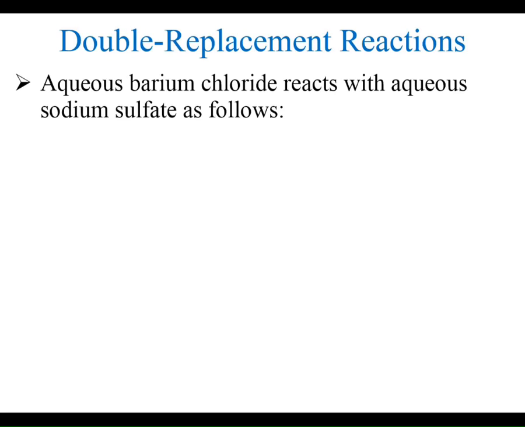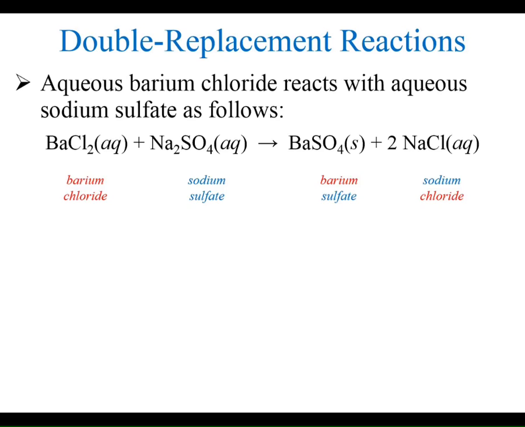Okay, so we're talking about double replacement reactions. Basically, two things are being replaced. Like this one, we took barium with chloride, sodium with sulfate, and we swapped it. We made barium with sulfate and sodium with chloride. So that's all you do, you just swap them out. Okay? Let me do one more here real quick.